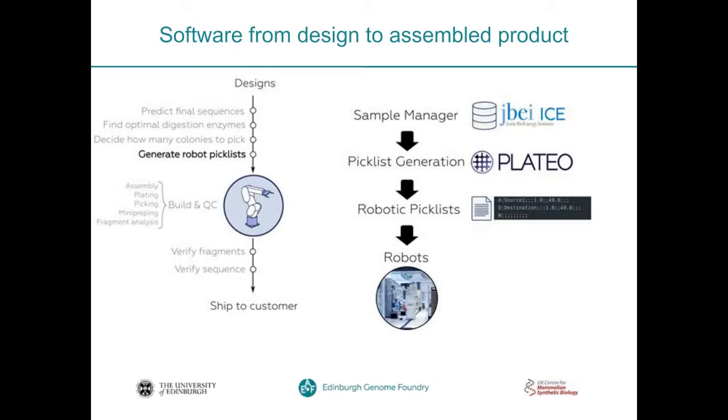And to make all this, we have a library developed at the EGF called Plato, which makes it easy to define pick lists, to export the pick list into different formats for different robots, and to generate reports with maps of every intermediary plate. And also one very useful thing that it does is it simulates the pick list to make sure that we won't have any well over capacity, or any problem with dead volumes in the wells, so that when we send the file to the robot, we know approximately what to expect, and we know there won't be any problem.